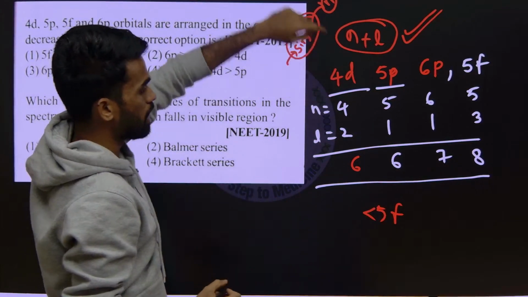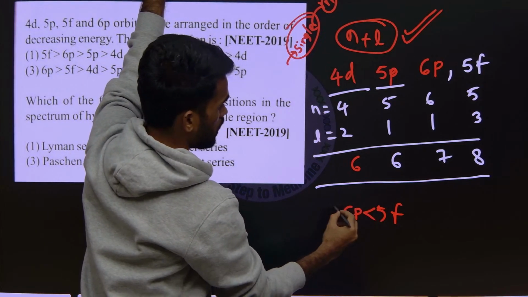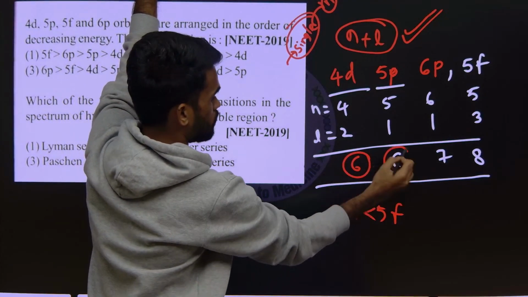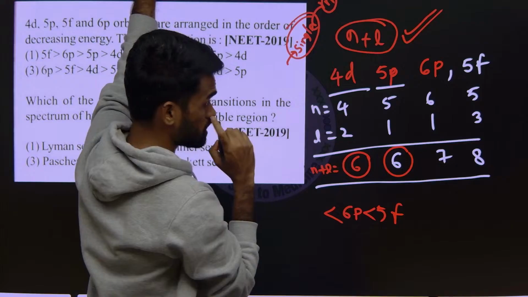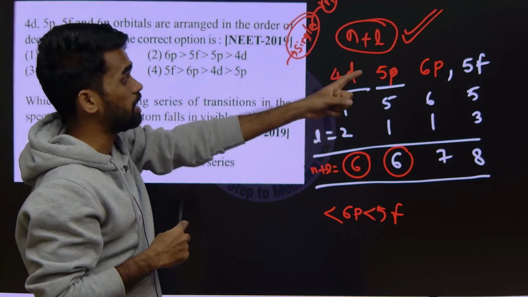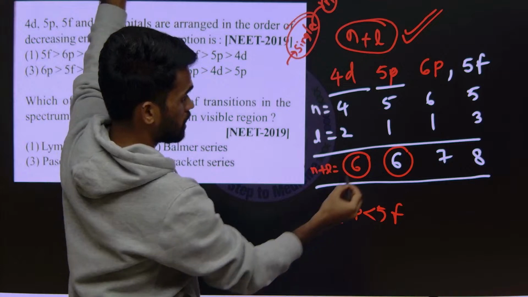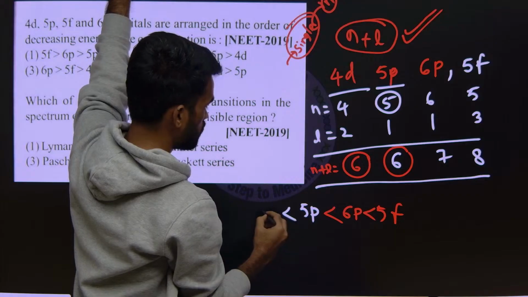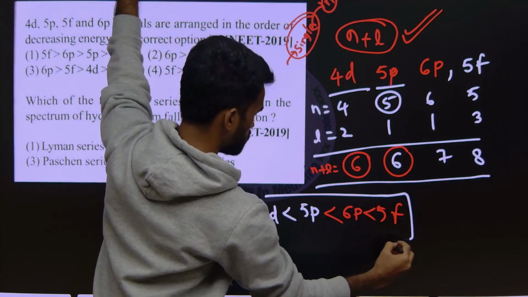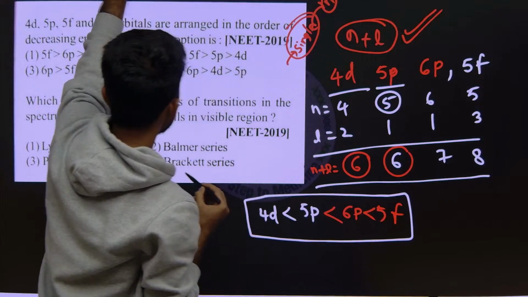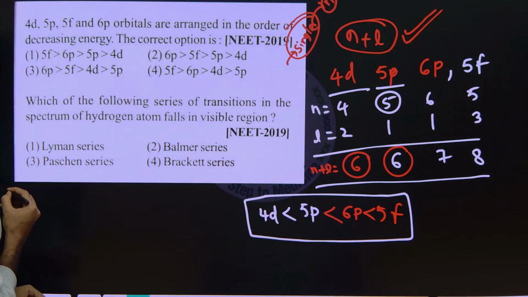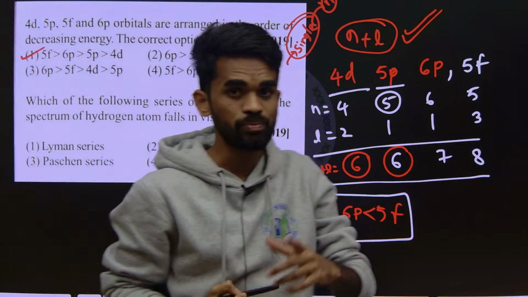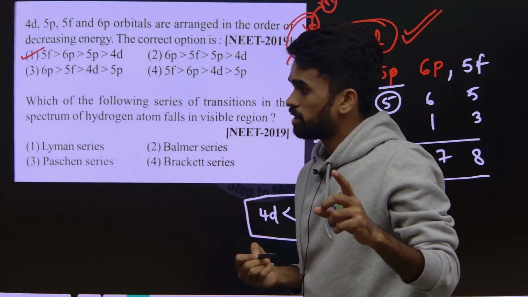Next, 6p having 7, so 6p comes next. Between these two, the n plus L values are the same. So what to consider here? Consider that the greater the n value, the greater its energy. The greater n value is for 5p, and the least is for 4d, that's it. This will be the order. Where do we have this kind of option? So we have option 1 as our answer for the question. Hope this is clear, right now.